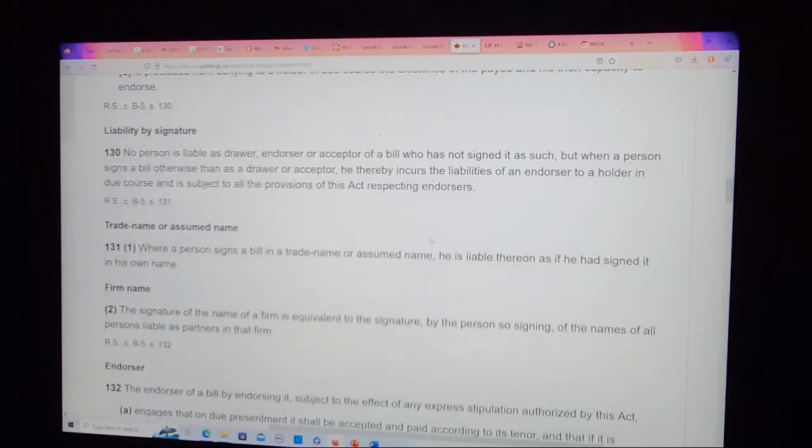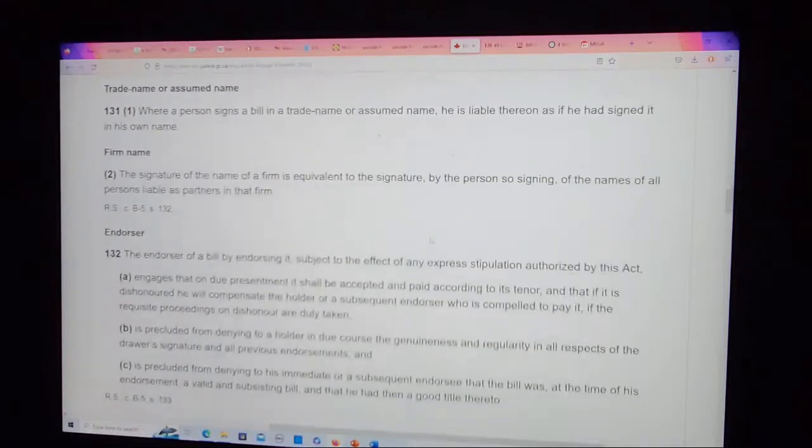Liability by signature, 130. No person is liable as drawer, endorser, or acceptor of a bill who has not signed it as such, but when a person signs a bill otherwise than as a drawer or acceptor, he thereby incurs the liability of an endorser to a holder in due course, and is subject to all the provisions of this act respecting endorsers.